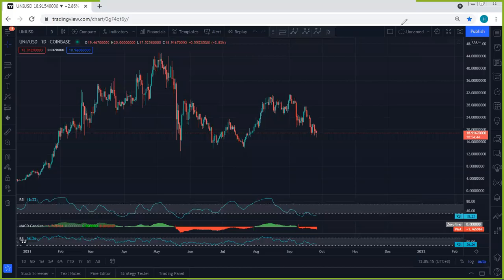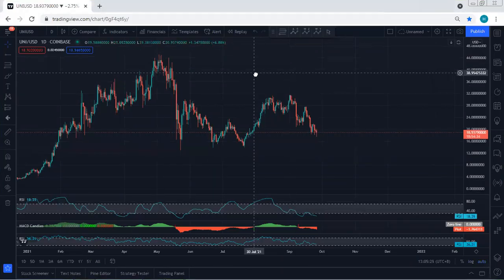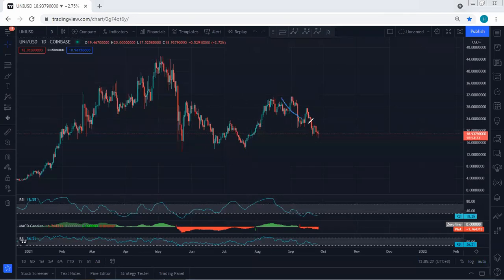We start with the daily chart. Just want to give a quick update. Now, as we can see, we are within this down move. We want to see whether we can put this one as a correction relative to this or not.